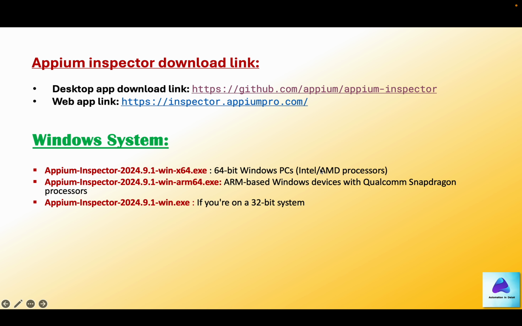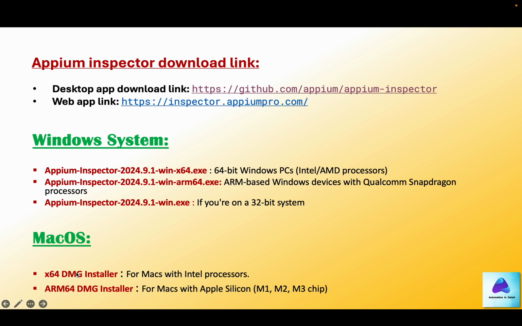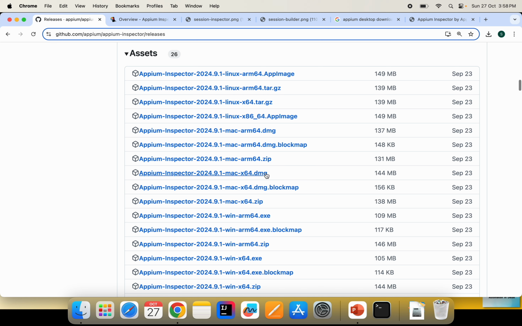Now coming to the Mac users. If you are using a MacBook with an Intel processor, you have to download this x64.dmg file. So that is this one. It's better to download the disk image file so that the installation will be easy for you.